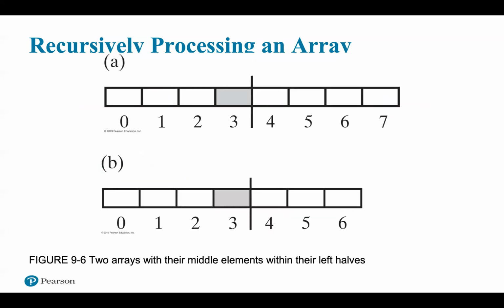So in this figure, we show two arrays and the middle element. Suppose that we include array[mid] in the left half of the array, as the figure shows. In part A, the two pieces of the array are equal in length. In part B, they are not. This slight difference in length doesn't matter.